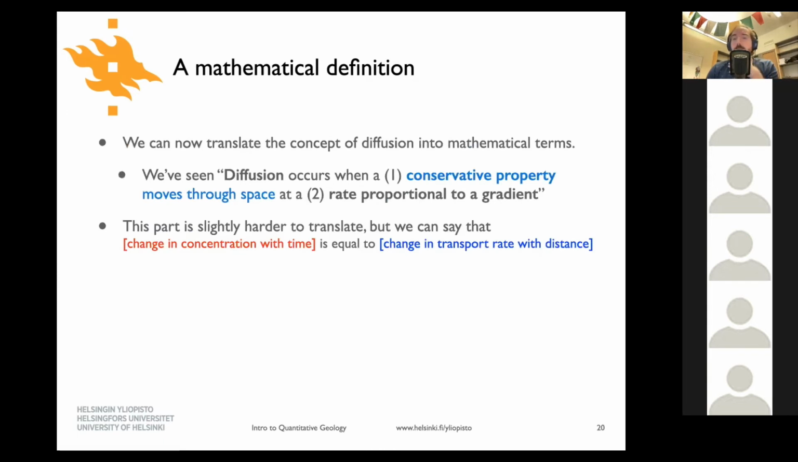All right, we have one other piece of our equation we have to look at here and our mathematical definition. That is the conservative property moving through space part. I've once again lost my mouse cursor.